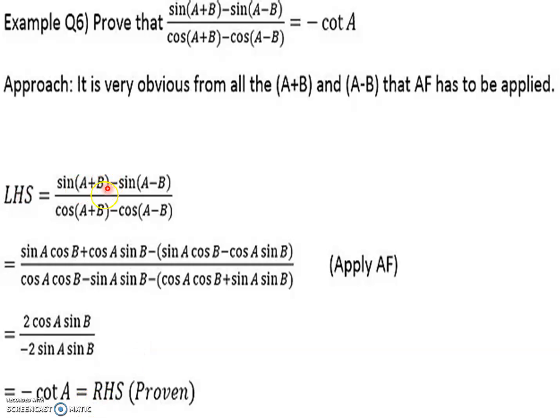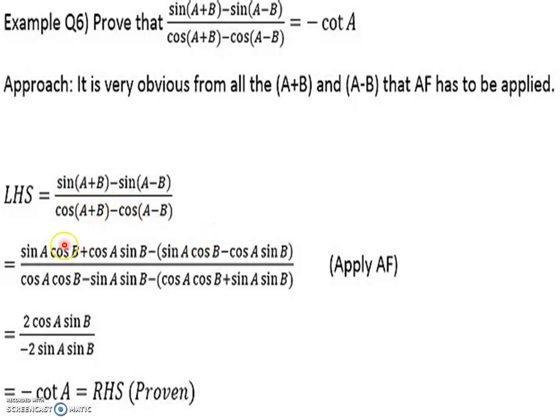So, using such formulas, we have to solve example number 6. Prove that sin A plus B minus sin A minus B upon cos A plus B minus cos A minus B is equal to minus cot A. Approach: it is very obvious, since we have A plus B and A minus B, that we have to apply the expansion formulas. Sin A plus B is given, sin A minus B is given, cos A plus B is given, cos A minus B is given.